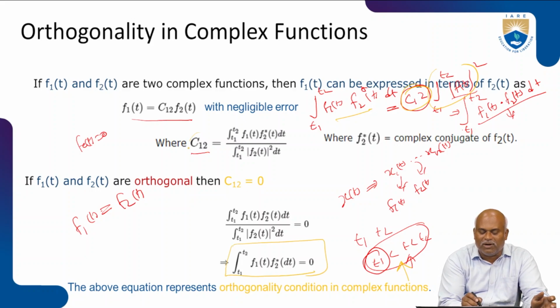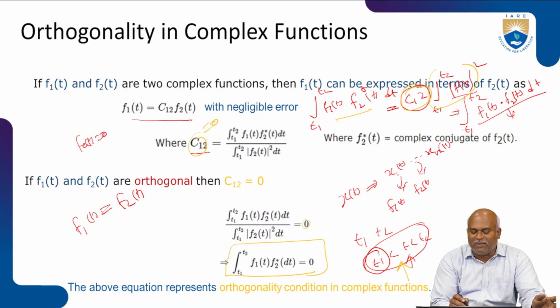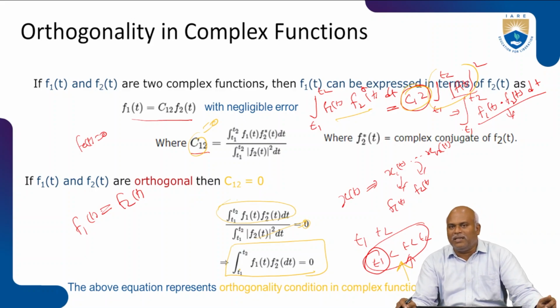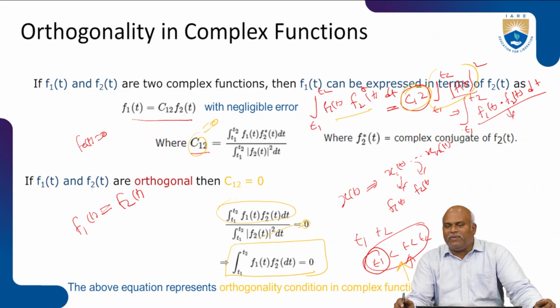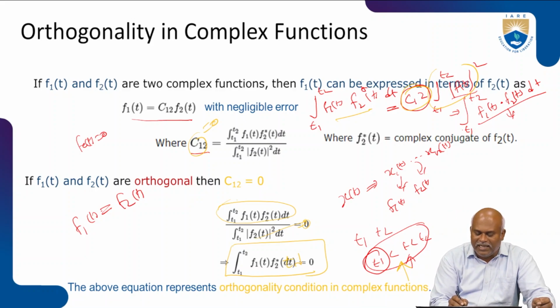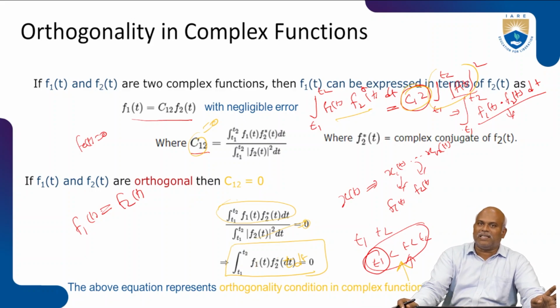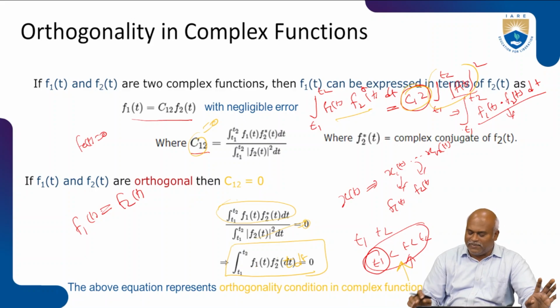So this equation, C12 equal to 0, we write as 0 here. We do the cross multiplication: the integration of T12 D2 F2 mod square dt is equal to 0. Then finally, these values represent 0, and only the remaining upper portion is going to be present. Then the integration of F1(t) times F2 star of t dt, we represent as 0. Then the signal is represented as orthogonal in the complex function.